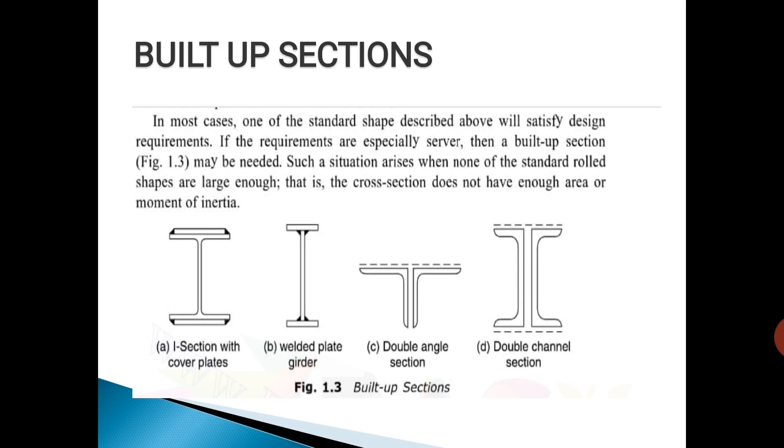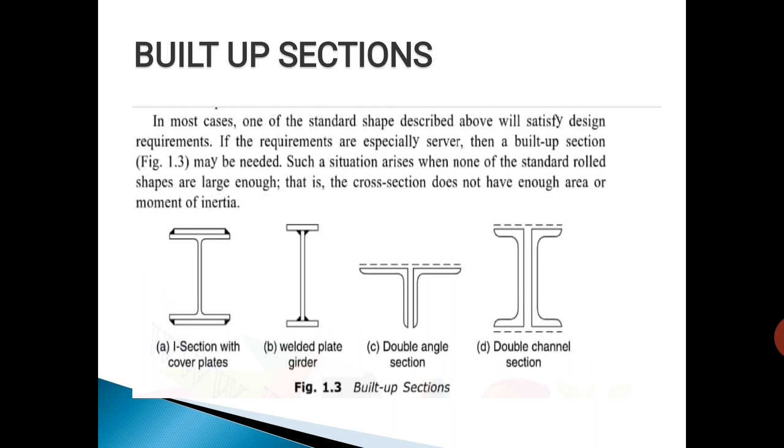So the next point is built-up sections. The figure shows an I section with cover plates, a welded plate girder, double angle sections and double channel sections. These are the diagrams of built-up sections. When the load is very heavy or the strength of a single section is not sufficient to carry the load, then we have to go for a built-up section.